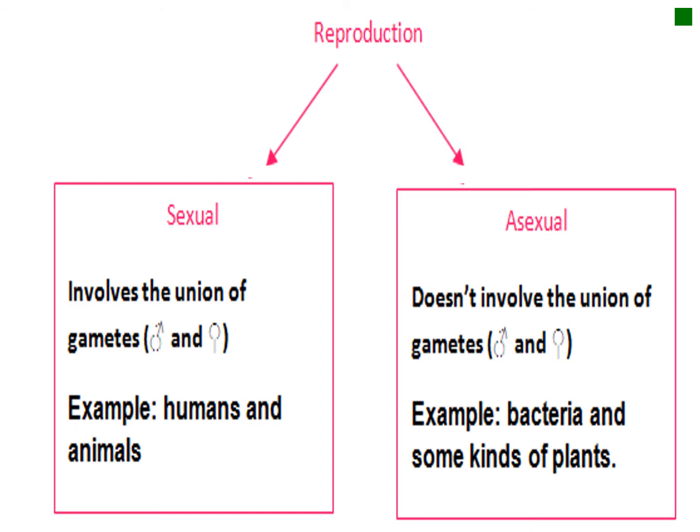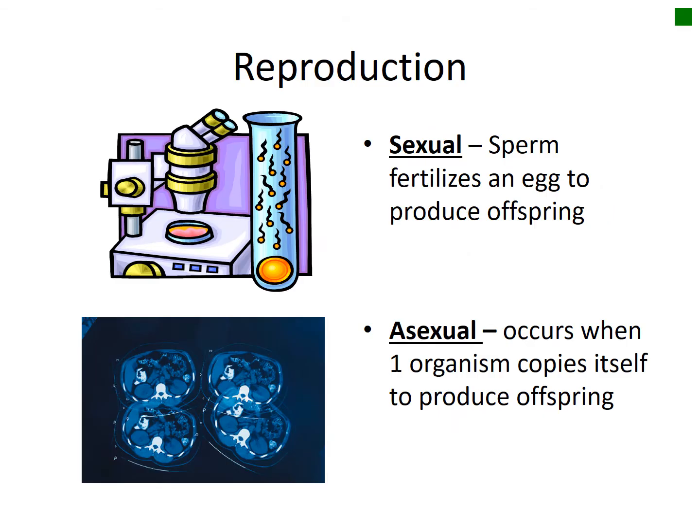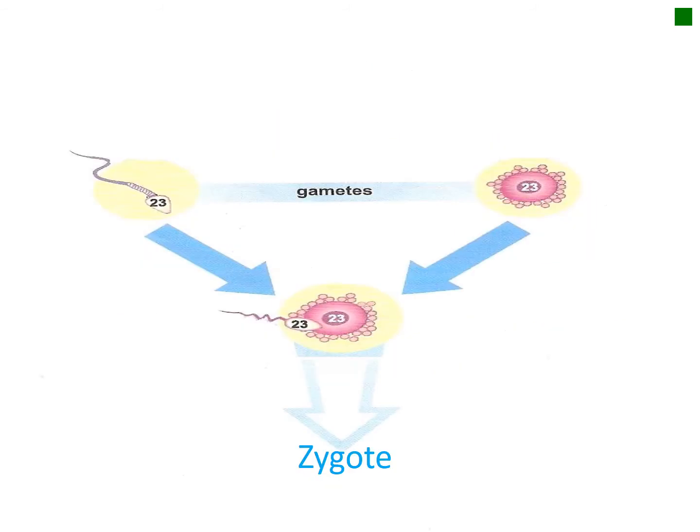Sexual involves the union of male and female, like humans and animals, while asexual doesn't involve the union of gametes, it doesn't involve sperm and ovum. Examples: bacteria and some kinds of plants reproduce asexually. In sexual reproduction, a sperm fertilizes an egg to produce offspring, to produce descendants, while asexual reproduction occurs when one organism copies itself to produce the offspring.